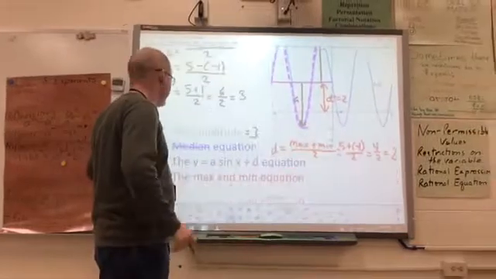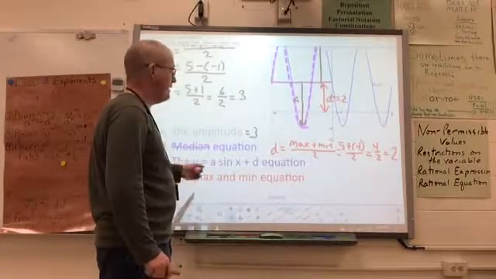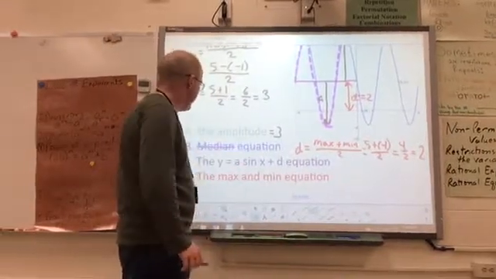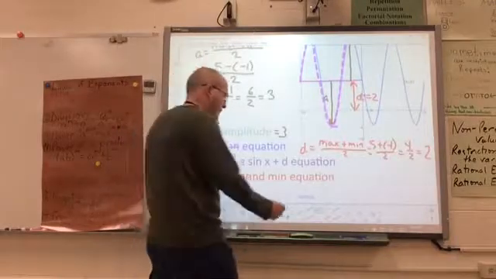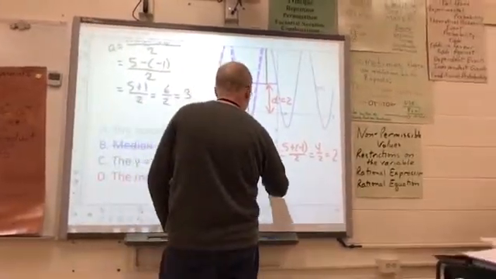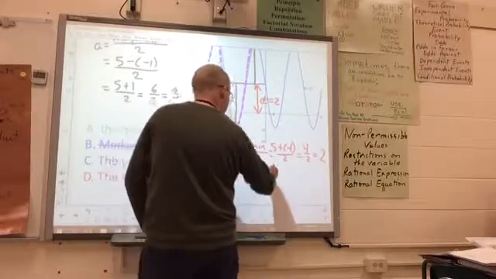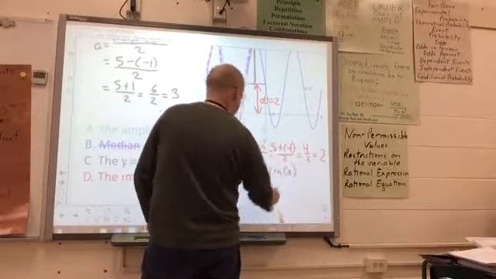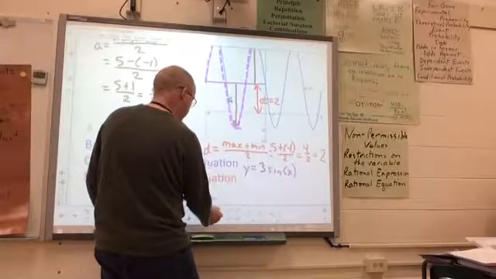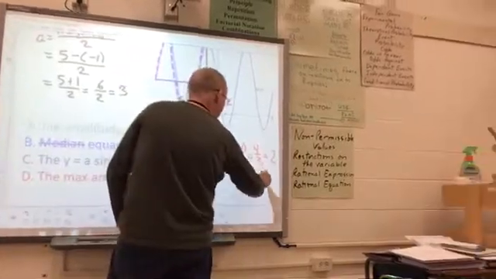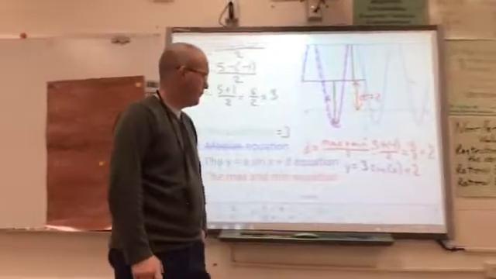I'm showing you the maximum minimum equation I just did here. So y equals a sine x plus d. Y is 3 sine of x plus 2. Okay?